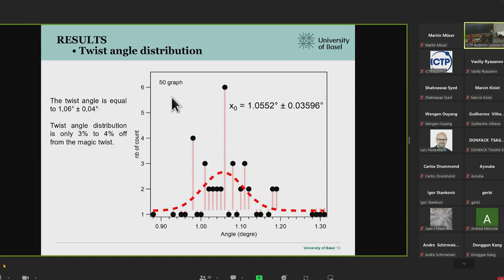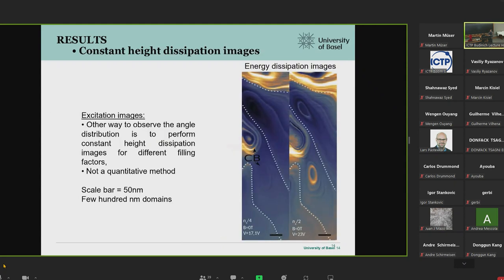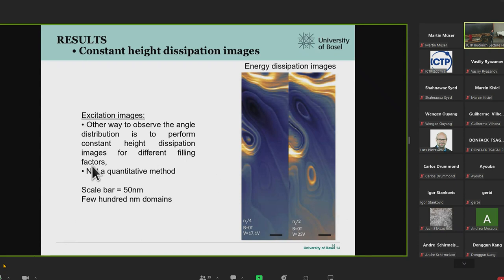So we have some relaxation. Nothing is perfect, and of course this twist angle also relaxes. So there is some angle relaxation from place to place. This angle relaxation, we can actually map. Another way to track this angle distribution is to perform constant height dissipation images. So we position our tip roughly 100 nanometers above the sample surface, and we adjust the voltage to a fractional filling, like 1/4 filling or half filling, and we acquire this contact dissipation map.